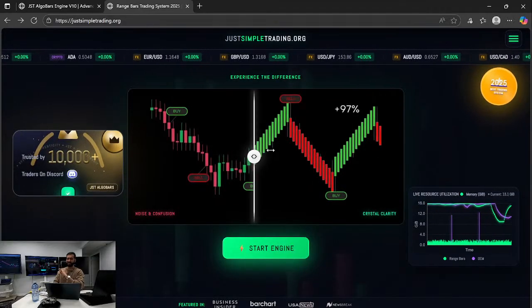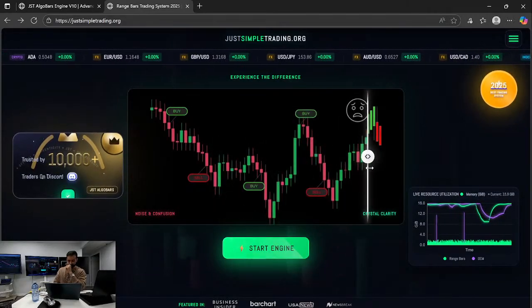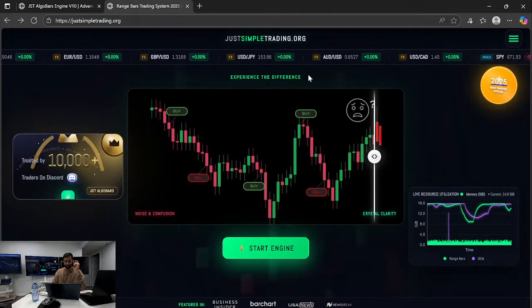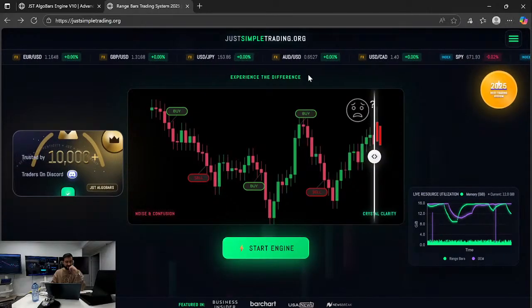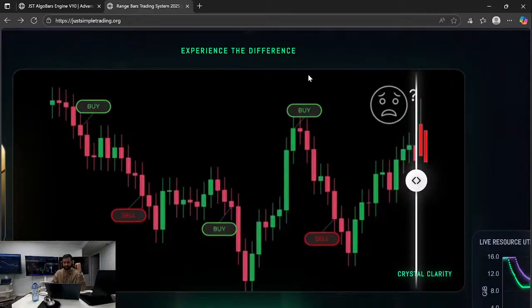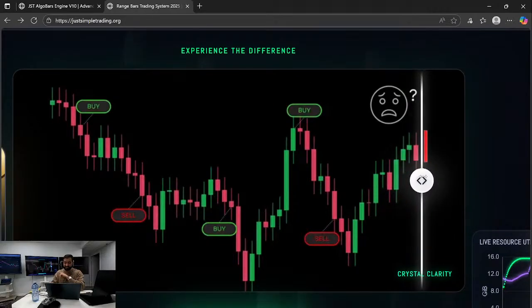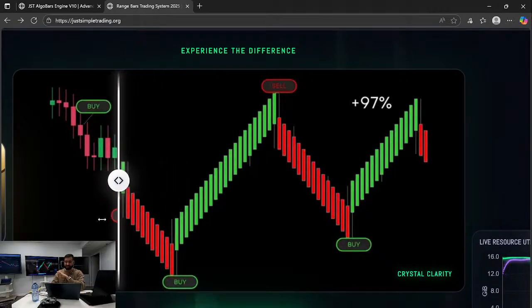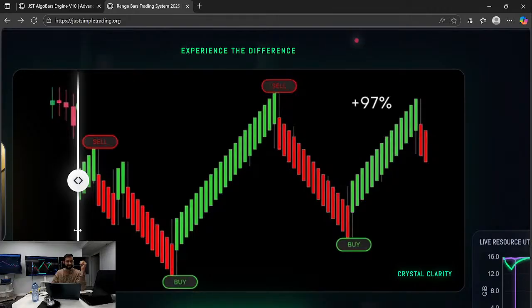Just play around with this, and you'll realize that if you're trading and trying to make money in the markets, you're going to end up losing money if you're analyzing these candles. But with the range bars, it's going to clean up everything.